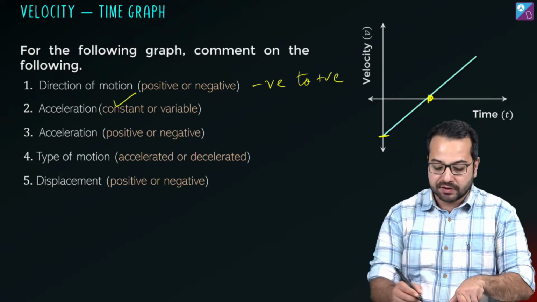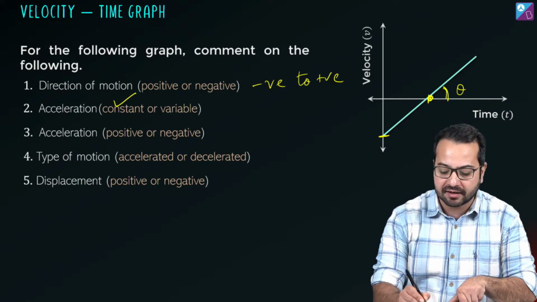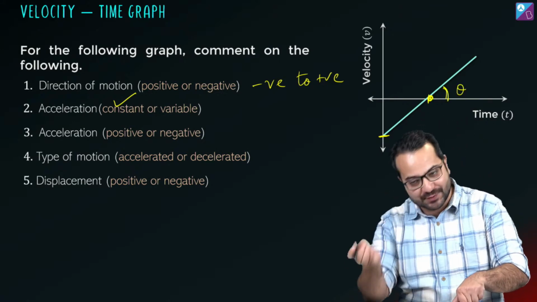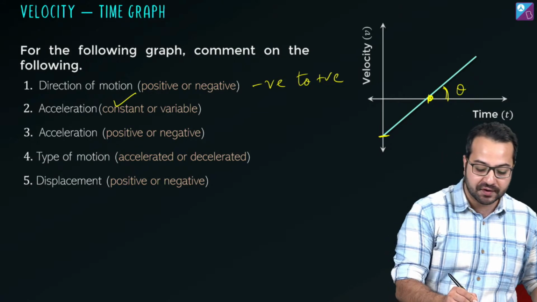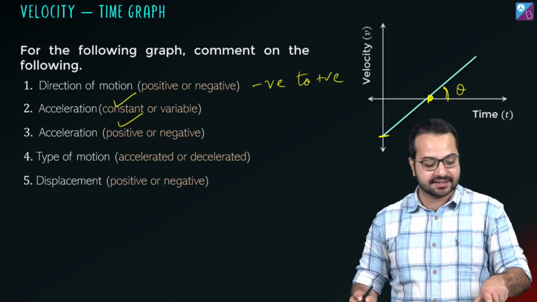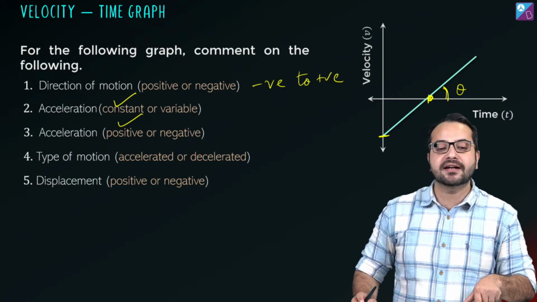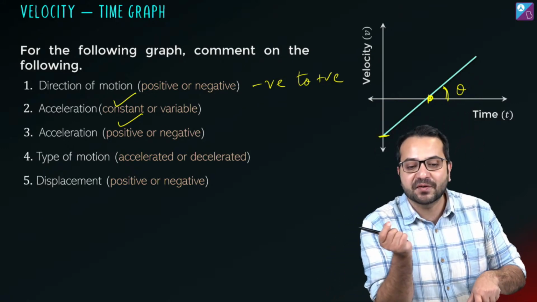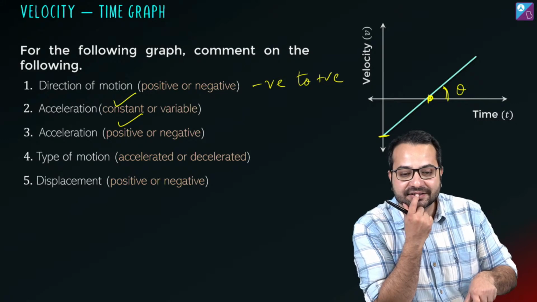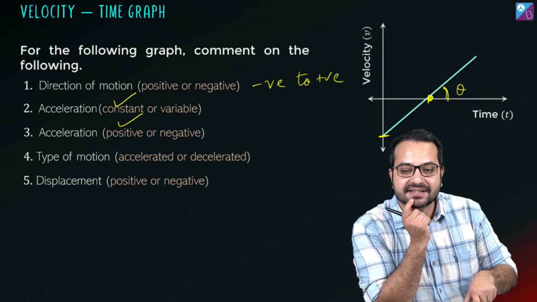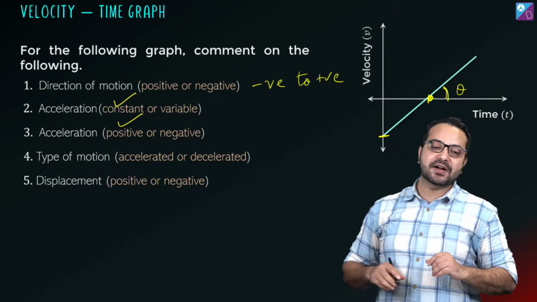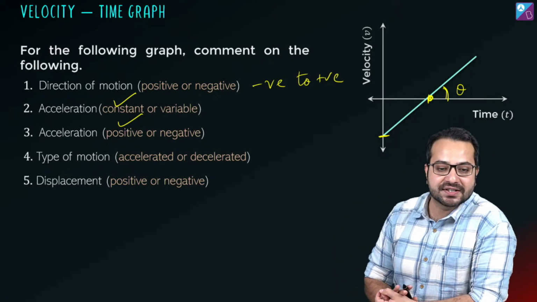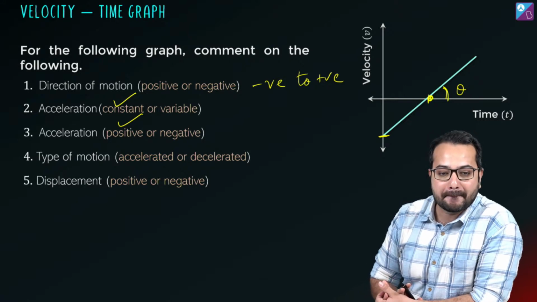And what is the slope? The slope is positive as well. It is making an acute angle. So the acceleration is positive as well. Is that correct? Yes. Type of motion, accelerated or decelerated? बताओ. Accelerated. What is the type of motion? Accelerated or decelerated? Accelerated because velocity is increasing. Accelerated.